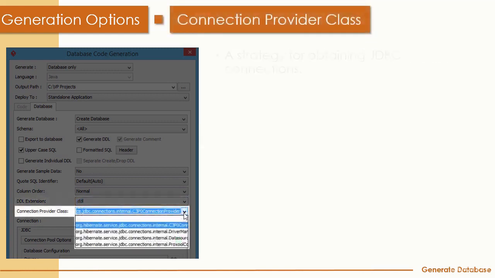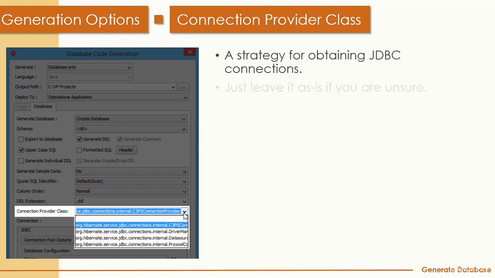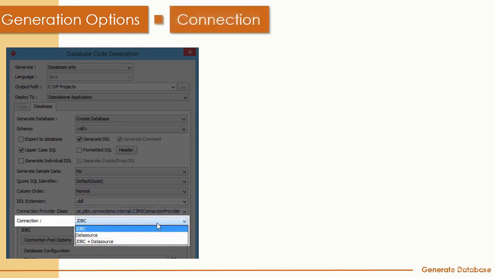Connection provider is the strategy for obtaining the JDBC connections. Visual Paradigm uses JDBC to connect to your database server. We suggest you just leave it as it is. You don't need to manage it because it's just generating, so the efficiency is not very demanding.